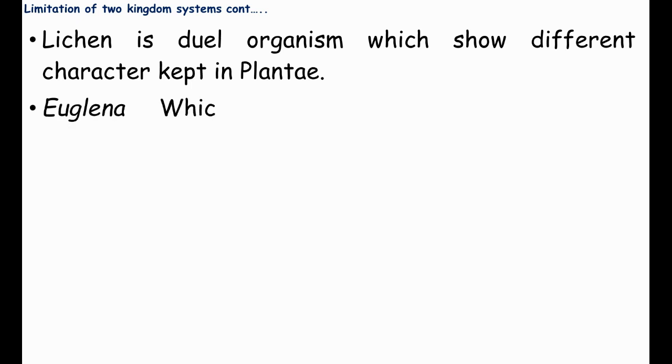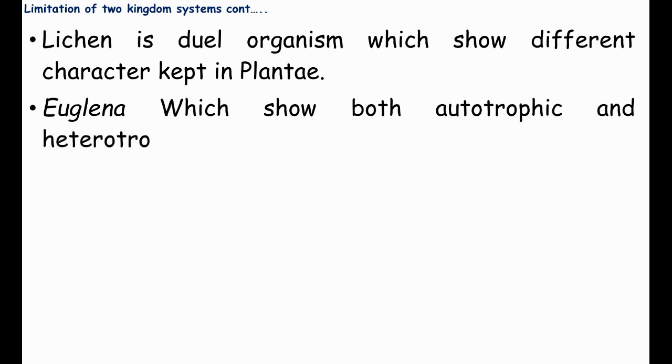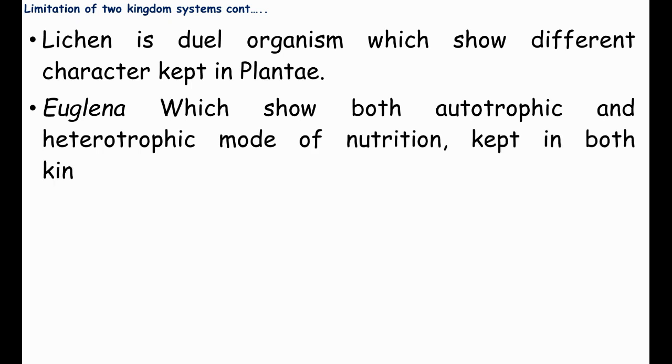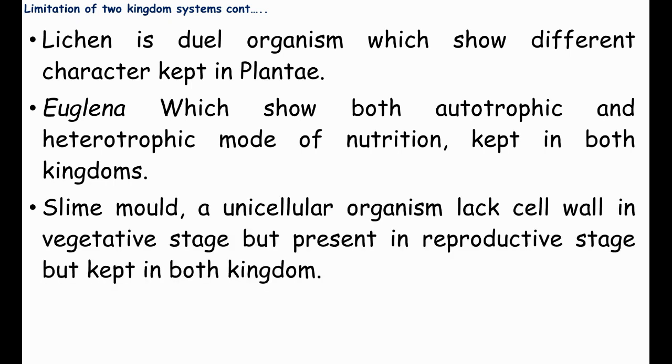And Euglena, a unicellular organism, shows both autotrophic and heterotrophic modes of nutrition, but is kept in both kingdoms. That is also another drawback. Slime mold, a unicellular organism, lacks a cell wall in the vegetative stage but has one in the reproductive stage, but is kept in both kingdoms. Now, due to so many drawbacks of the two kingdom system of classification, another system was introduced.